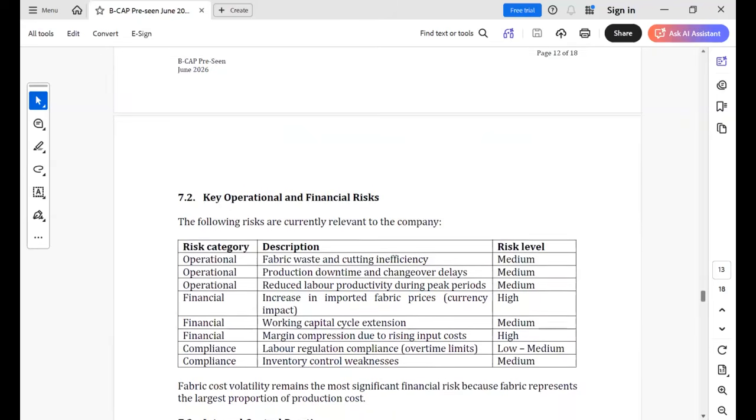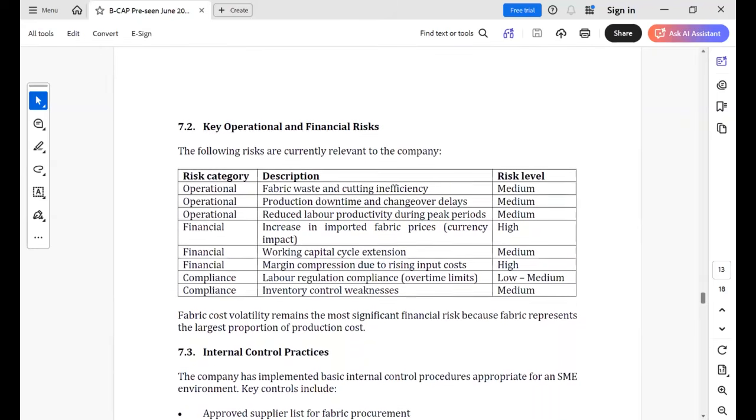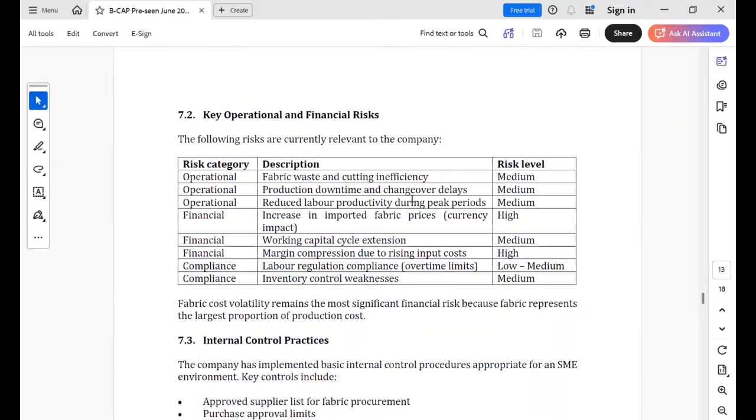Then key operational and financial risks, right? So here they have categorized all the risks, operational and financial and compliance. And the risk level they have categorized medium, high, and low, right? But there is no risk matrix.